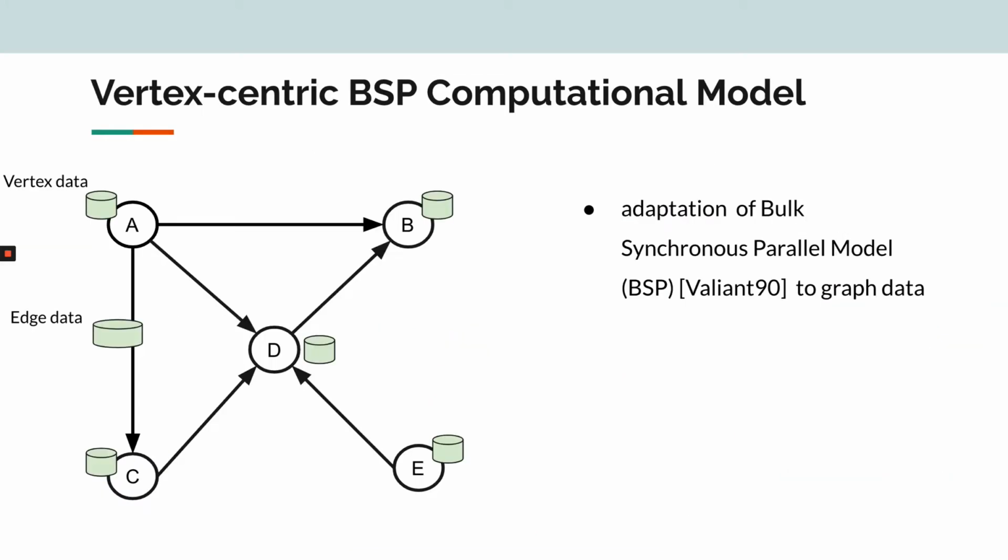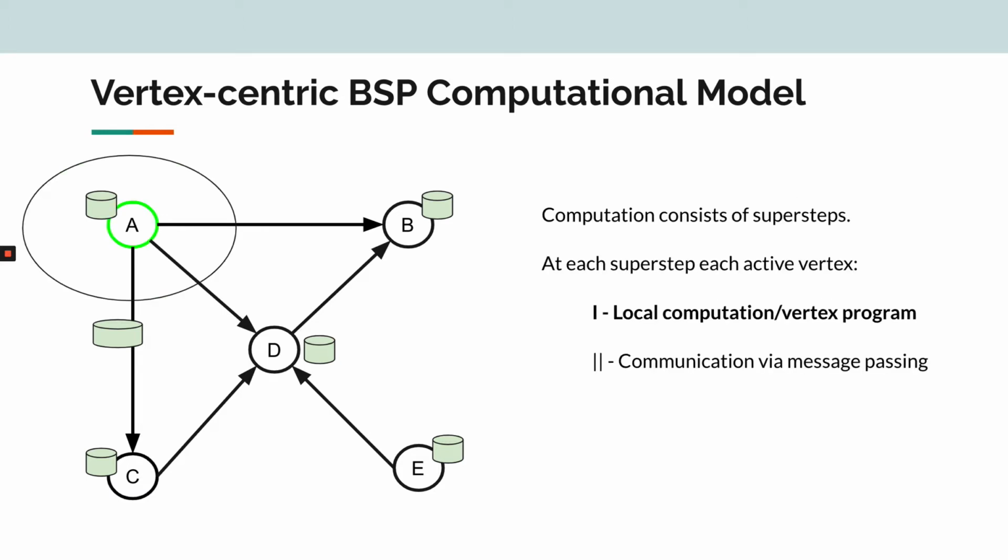The input to the computational model is a graph. And a graph, as we know, is a collection of vertices and edges that can each store data. The vertex-centric computational model is an adaptation of the bulk synchronous parallel model to graph data, where each vertex plays the role of a processor that performs a computation on its local data and communicates with other vertices. Our computation proceeds in supersteps, and we start by activating vertices. An active vertex is shown in green here, and I'm just using one vertex for simplicity.